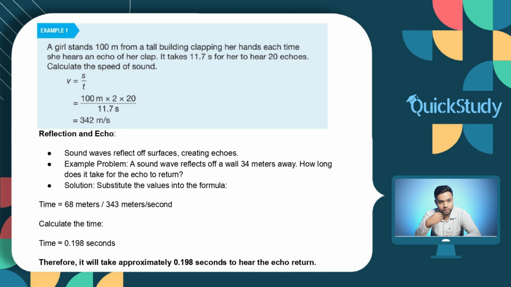For an echo to happen, the sound will at first hit the building and then come back. So the distance would be 100 while it goes to the building, and then when it comes to her ear, it is another 100. So we have to multiply 100 by 2. And since she hears about 20 echoes, we have to multiply that too. So in total, the distance is 200 and she hears it 20 times. So we have to multiply it by 20. The answer comes out as 342 meters per second.